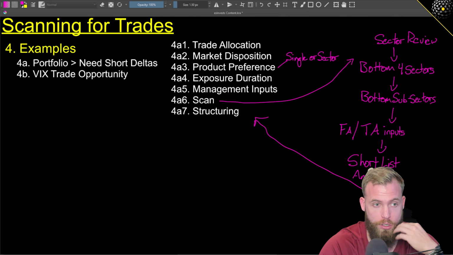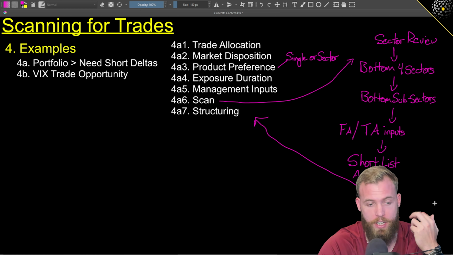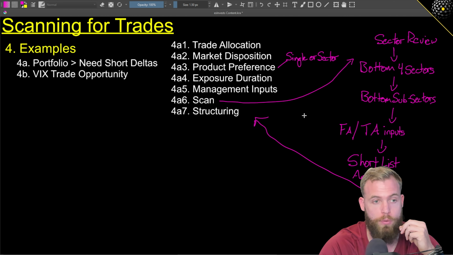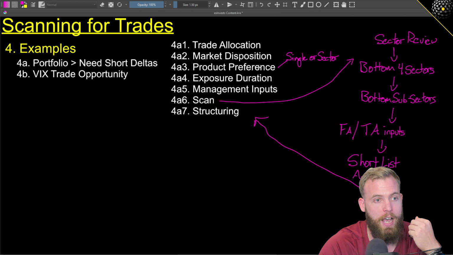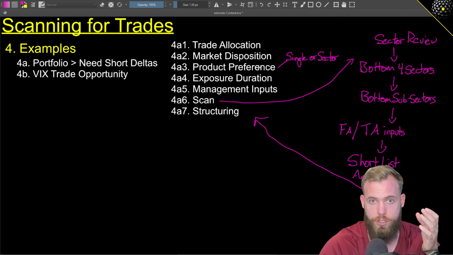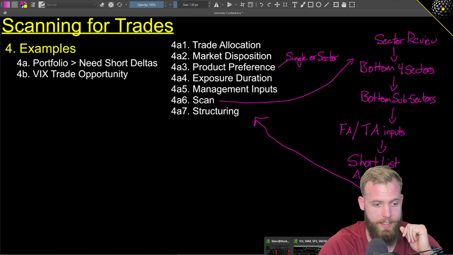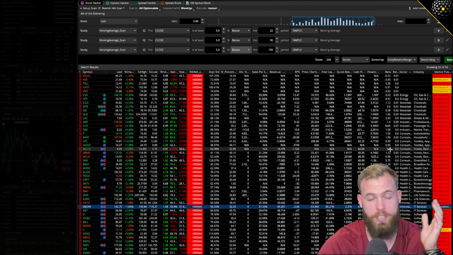But again, going back to the original trade hypothesis here, I just need short deltas. I don't really care what it is. So this means if I look at the portfolio and I say, oh, well, I want to have a defined risk trade or an undefined risk trade, that can be determined ahead of time. In this case, I don't care.